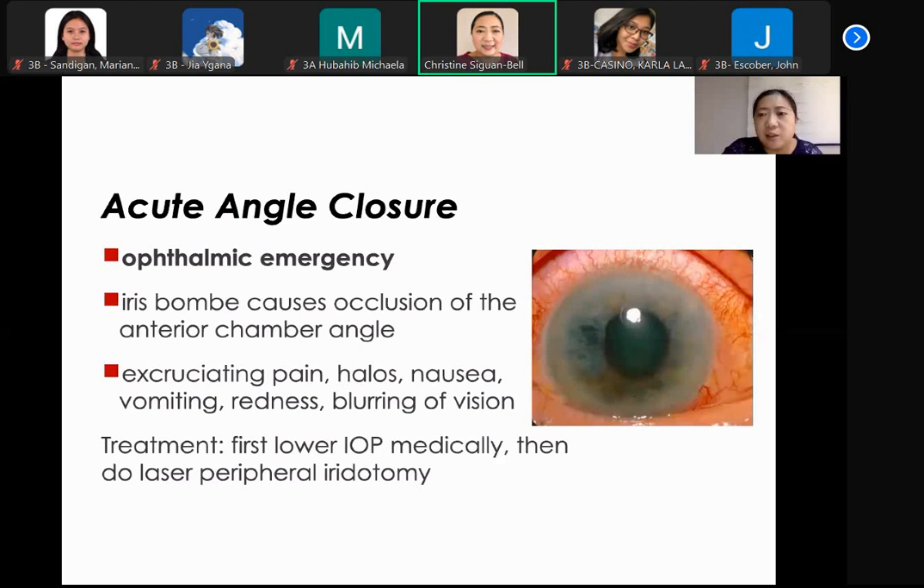The treatment here is to bring the patient to the emergency room to first lower the intraocular pressure medically. Then the definitive treatment is to do laser peripheral iridotomy, meaning through laser you create a small hole in the iris to allow the aqueous fluid to pass through. This is done by an ophthalmologist. Once this case is detected, an immediate referral to an ophthalmologist is needed.